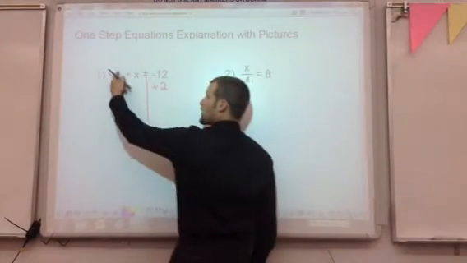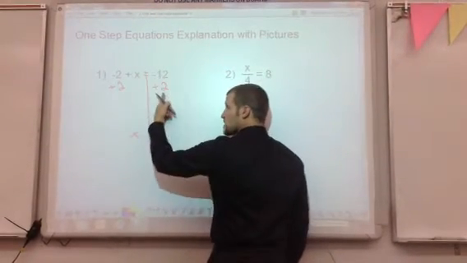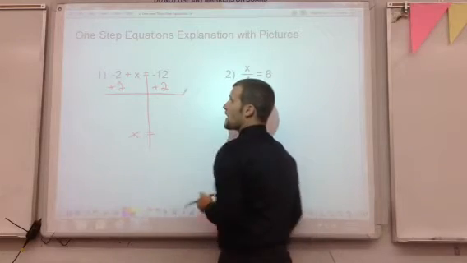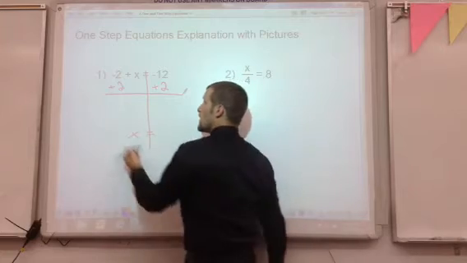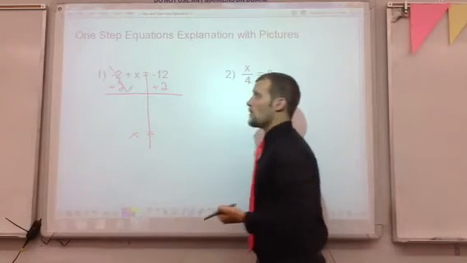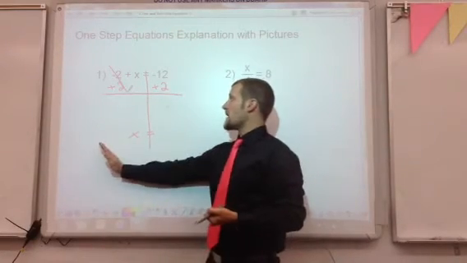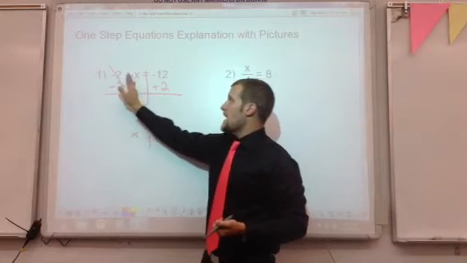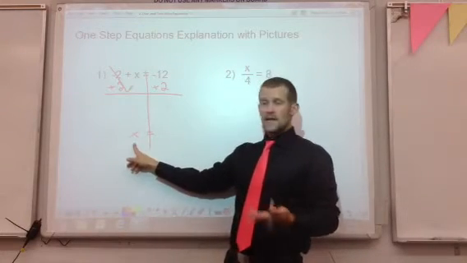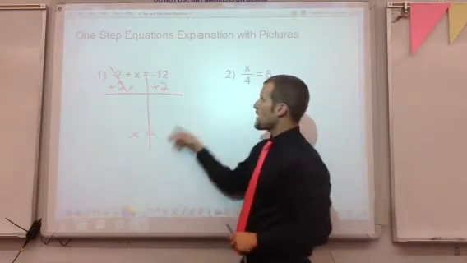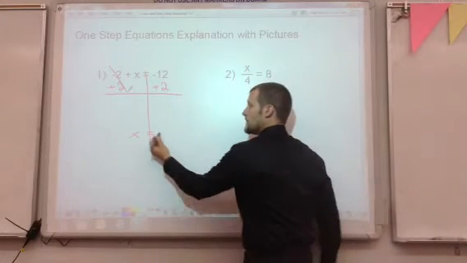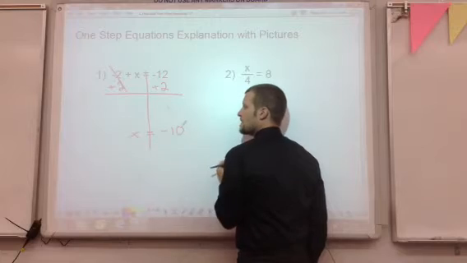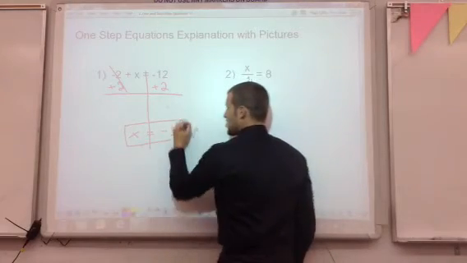So I'm going to go plus 2 on this side, plus 2 on this side. -2 plus 2 makes 0. So those cancel out and they go away. On the left-hand side, all I have left is x. Everything else is gone. So good, that's what I wanted to get to. On the right-hand side, I just put these together. -12 plus 2 makes -10. And so x has to be -10.